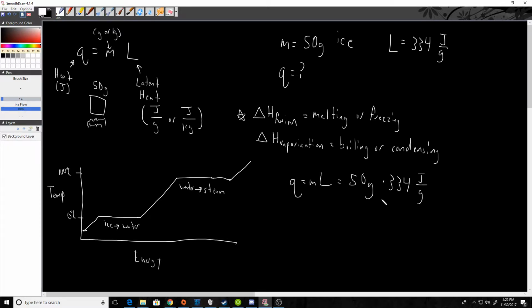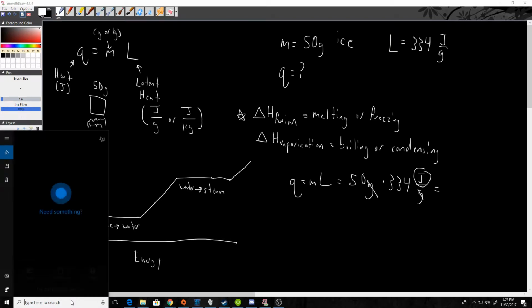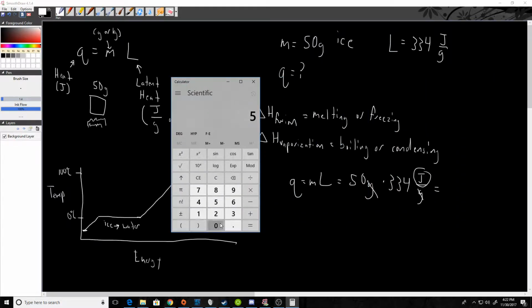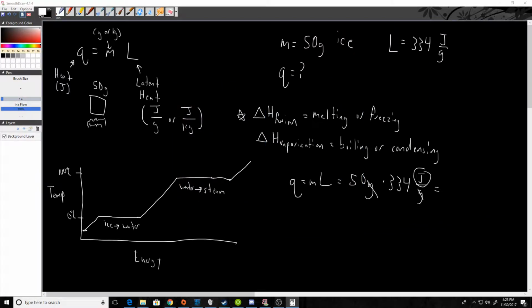Now if I do my dimensional analysis, my unit analysis, I've got grams here, joules over grams here. My grams will cancel each other out, and I'm left with joules. That's what energy is measured in, so I know I've at least done that part right. If I bring up my calculator, I've got 50 times 334, and 16,700 is what that equals.